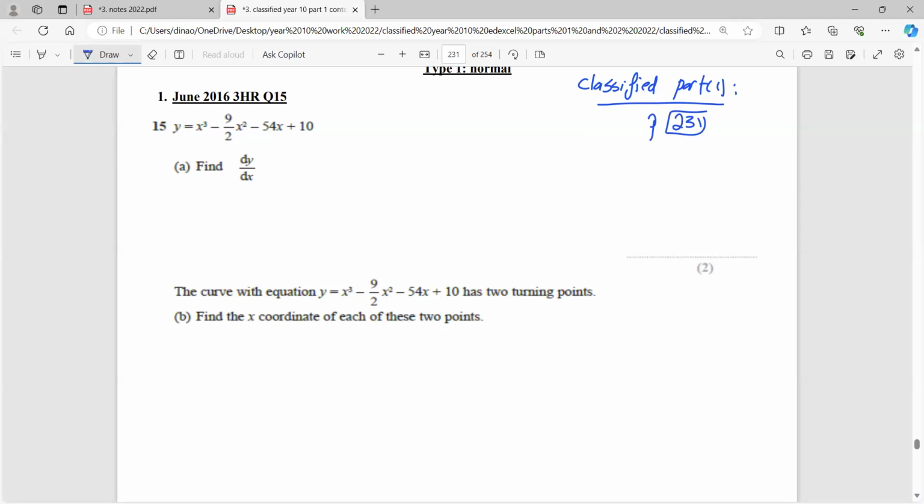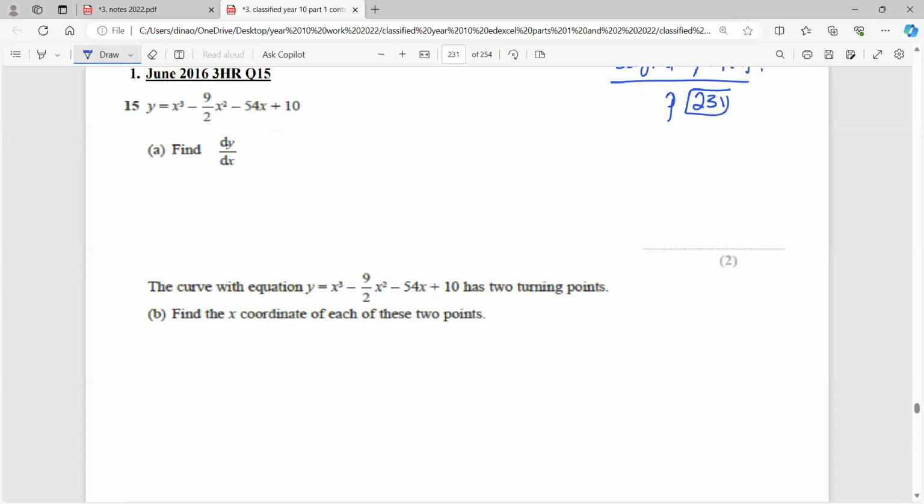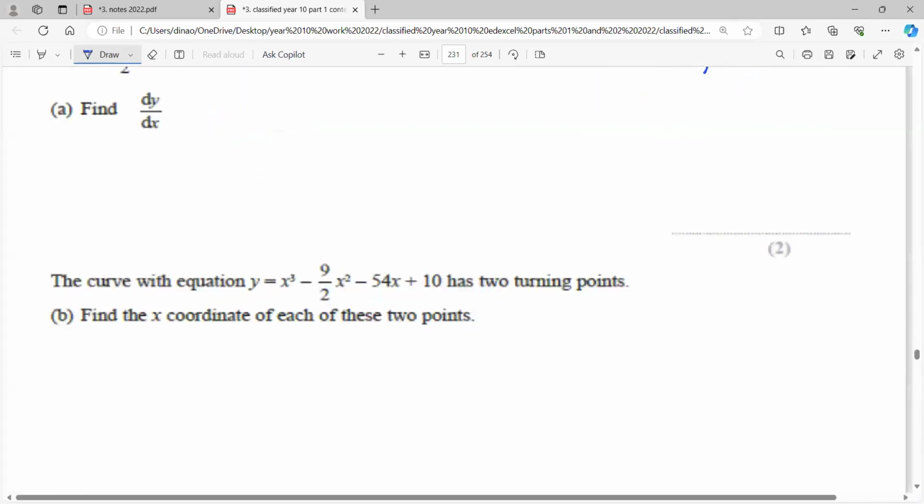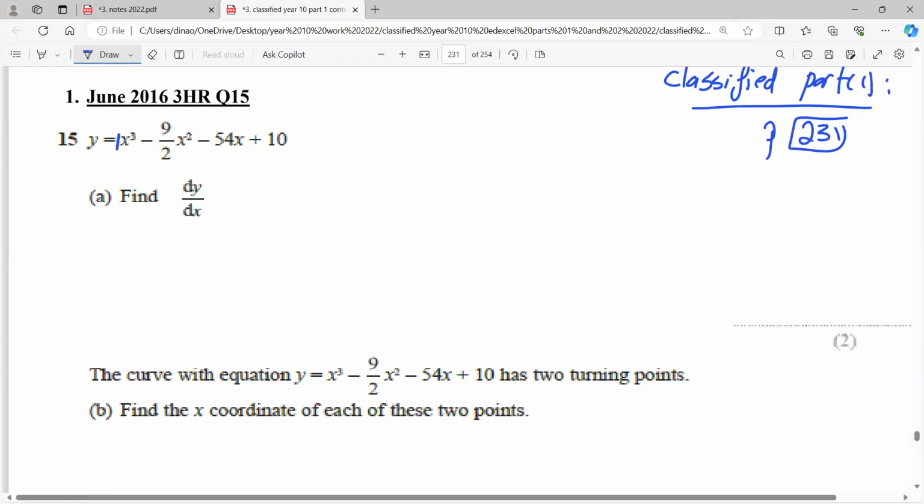Okay, here the question says find dy by dx. So I differentiate normally, as we learned. Here the coefficient is 1. How do I differentiate, as we said? We bring down the power and subtract 1. 3 times 1 is 3, x must be written, 3 minus 1 is 2.